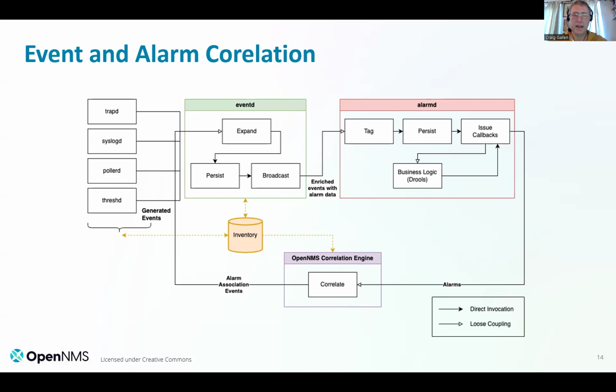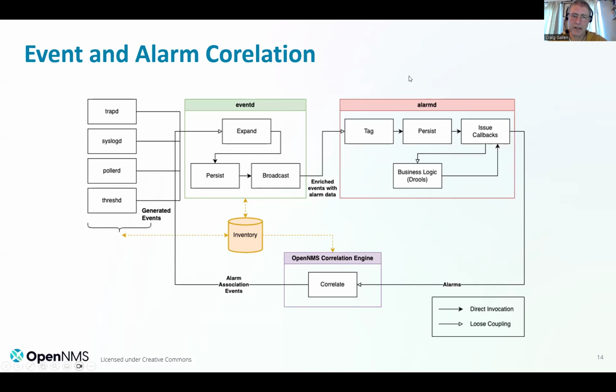Now, the events themselves are enriched by information that comes from the inventory. So we will put extra information into that event and we will make it human readable based on information that either has come from the inventory or that comes from the MIB that's been used to define that event. But that's just events, and events are just something has happened.